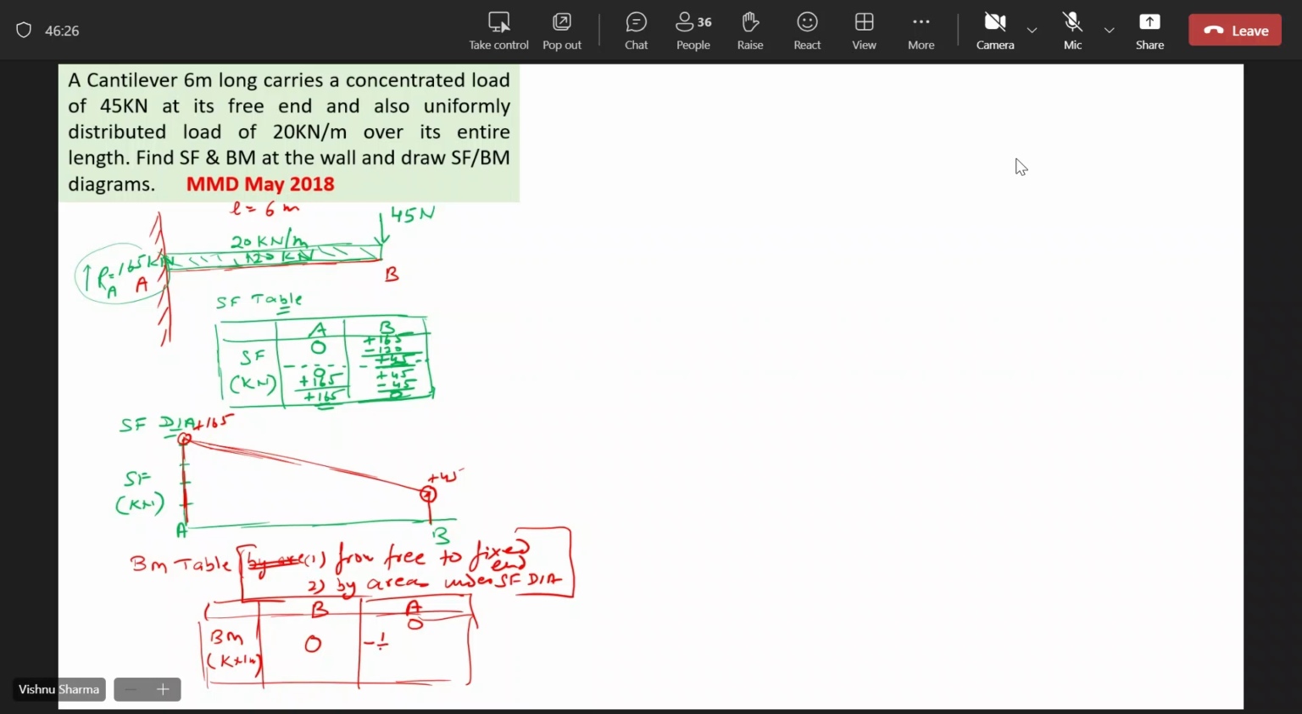Area of trapezium is half into sum of the parallel sides, 45 plus 165, into the distance between them, 6 meters. Correct? So how much do you get, guys? Minus how much? 630, sir. Minus 630. Have you understood why it has become minus, guys? This we had already discussed earlier. So there is no goalpost shifting. We are sticking to exactly what we learned, right? Am I right?